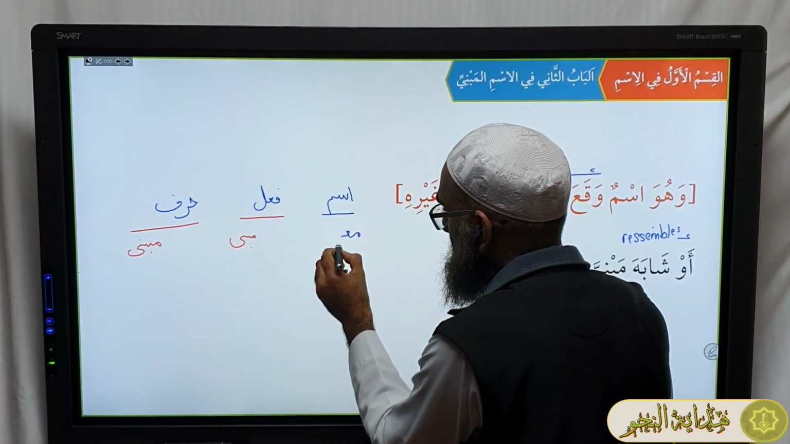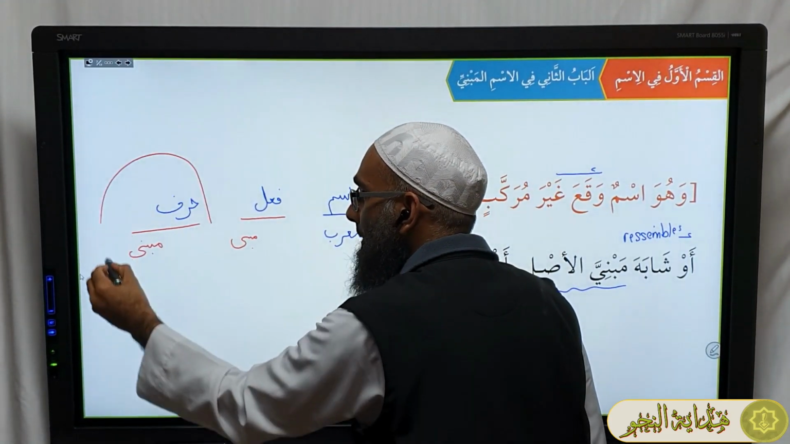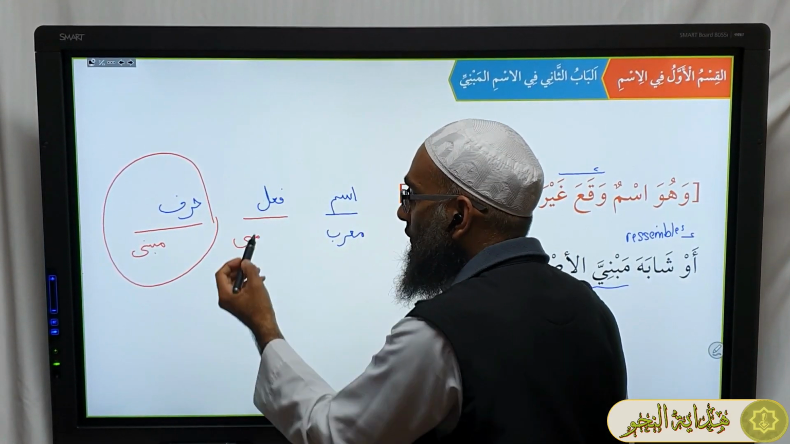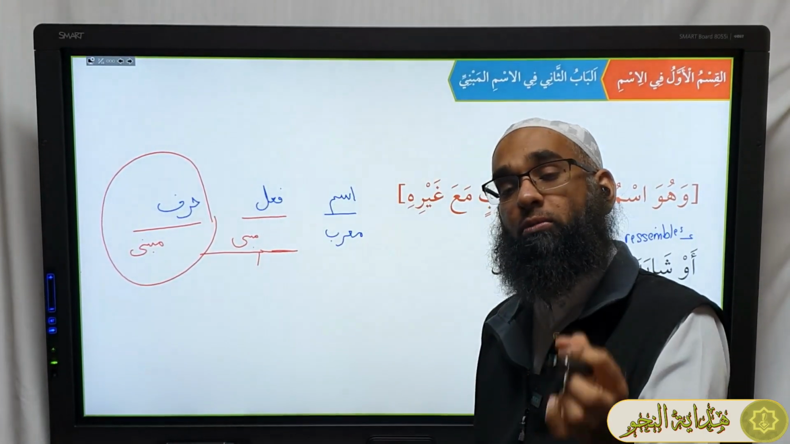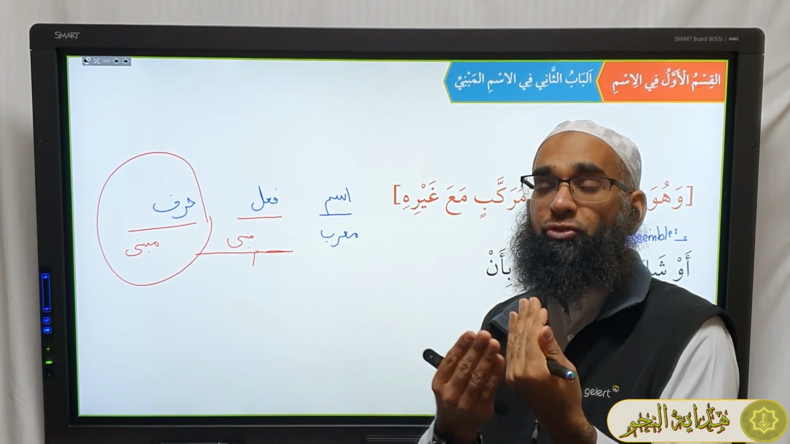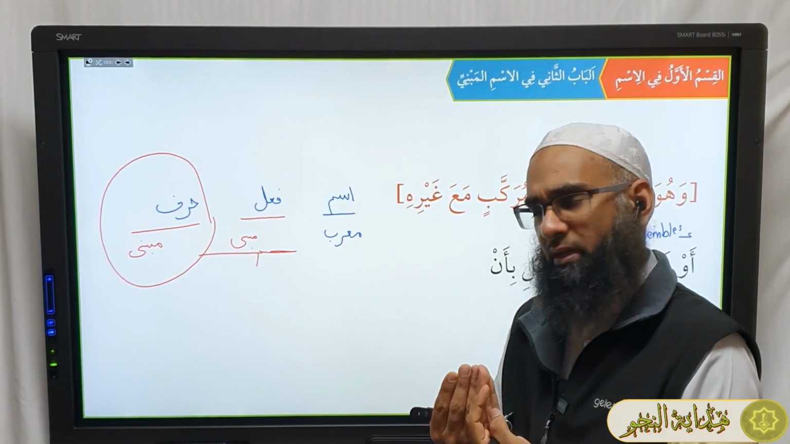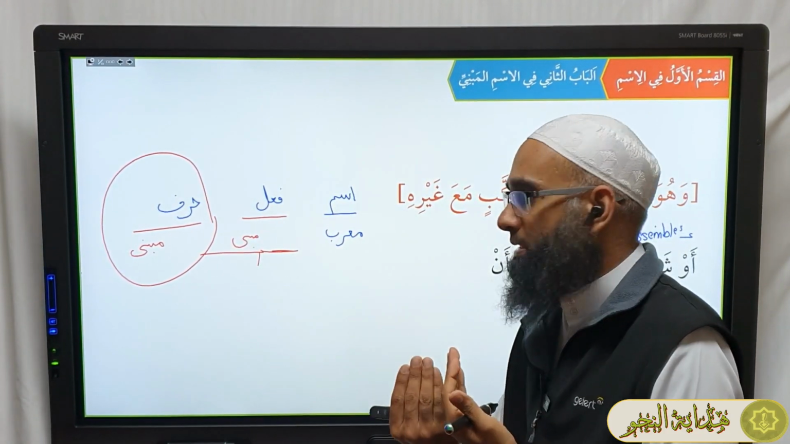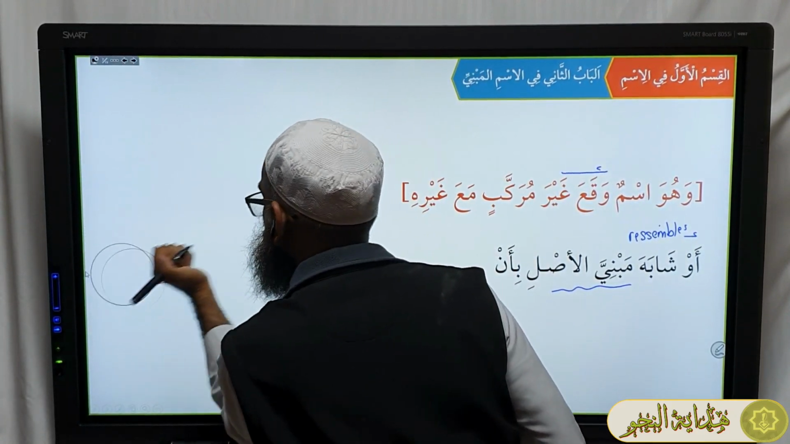So, an ism, this should be what? Mu'rab. Correct? However, so that's why huruf are mabni al-asl, also fa'il, but within the fa'il, mudari' is called fa'lul mudari'. Dhara'a yudari'u mudara'atan. That fa'il which resembles a noun. So mudari' means to resemble. We've done this before, I think. Resembles.